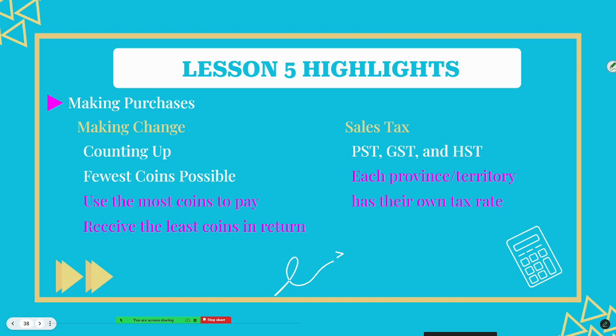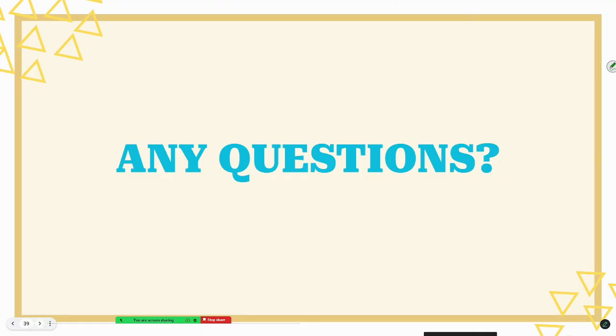Then lesson 5 took us into sales tax. We talked about PST, GST, and HST. We learned that each province and territory has their own tax rate. Looking to find out what those are, you turn to page 45 and use that chart.